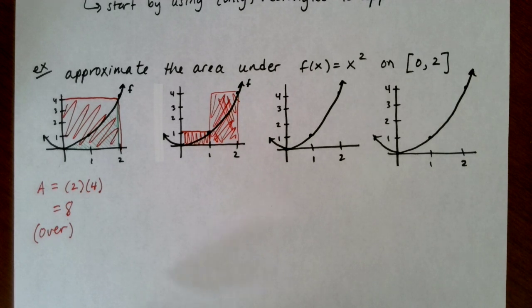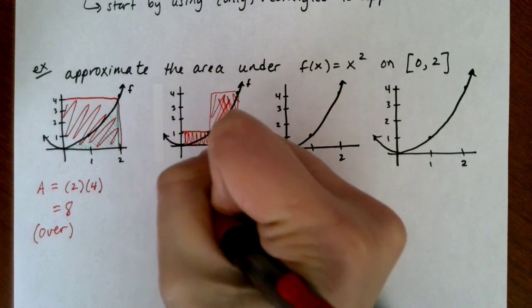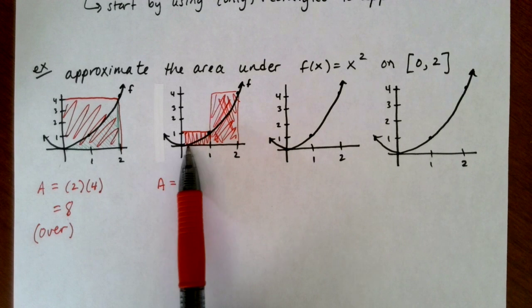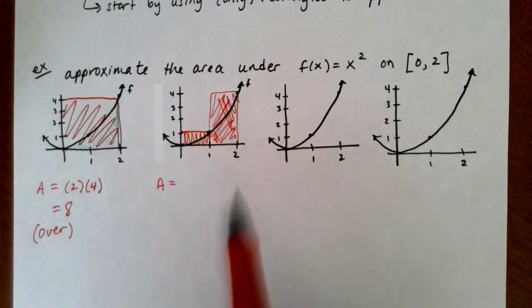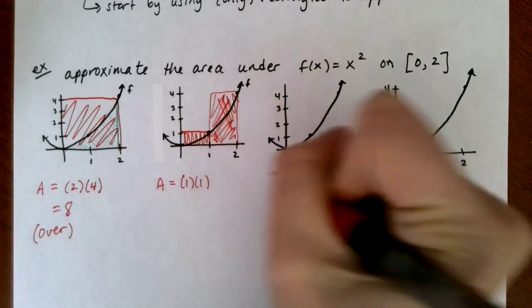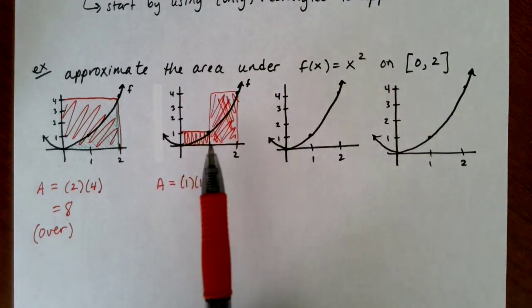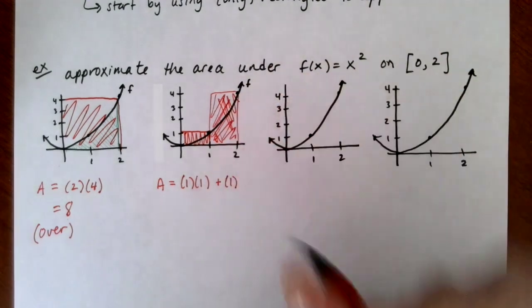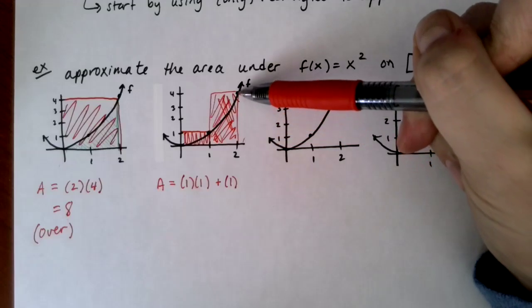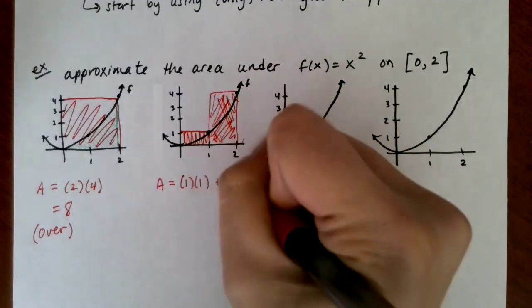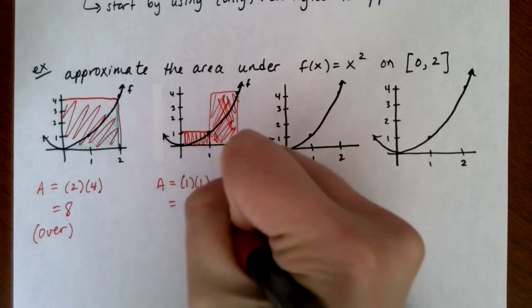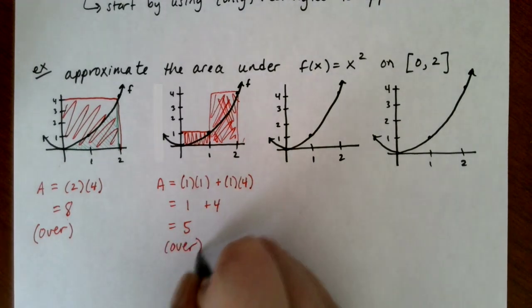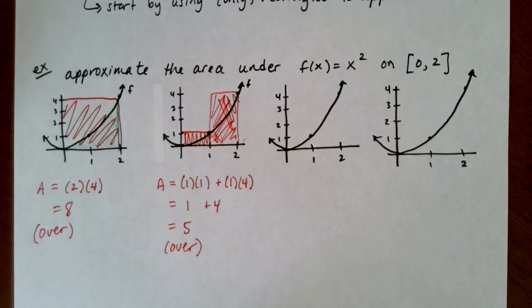The areas of these rectangles would be width times height. For this first rectangle, the width is 1, and the height is also 1. For this second rectangle, the taller one, its base goes from 1 to 2, so its width is also 1, and its height appears to be 4, the way that I've drawn it. So we have 1 plus 4 is 5. Again, 5 is still a bit of an overestimate, but we're getting somewhere.